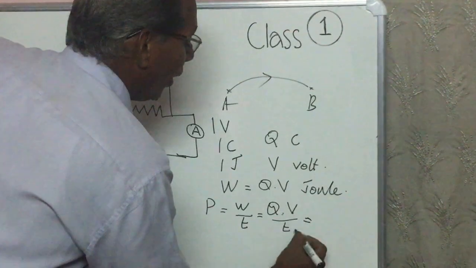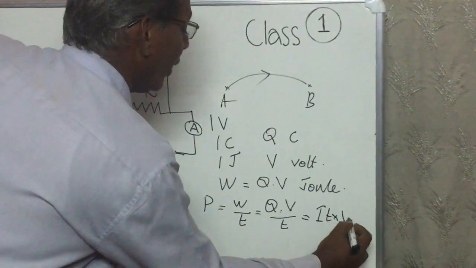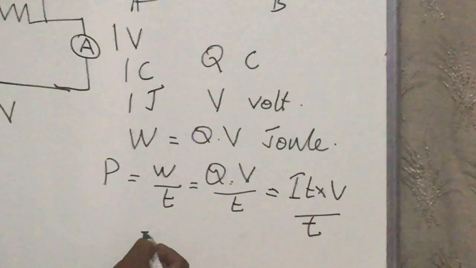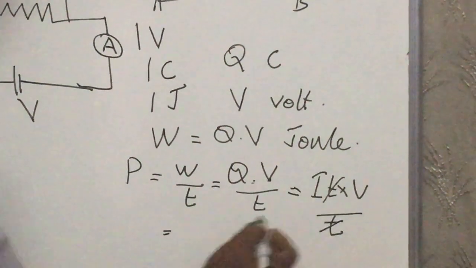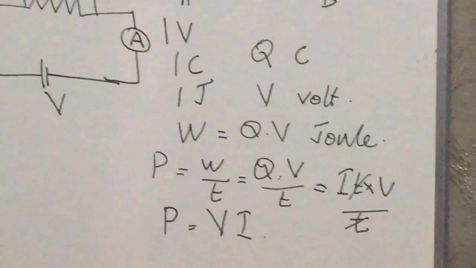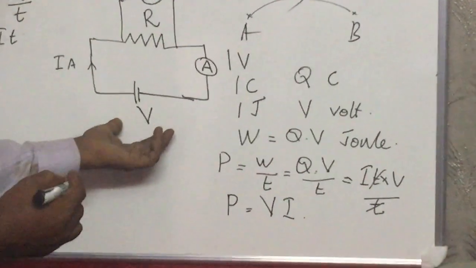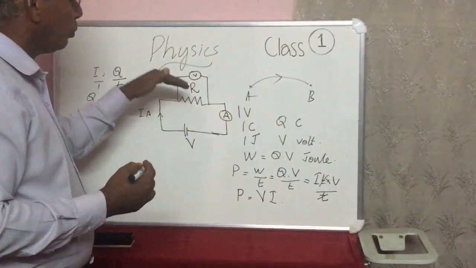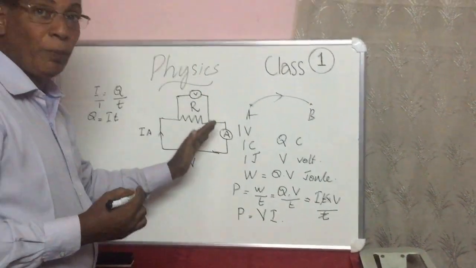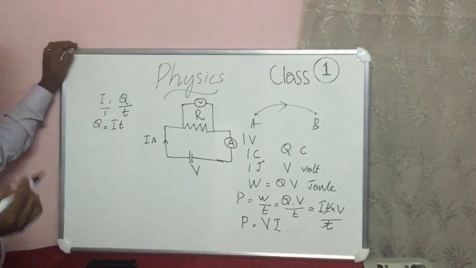So we can substitute that Q in this formula. We can write QV by T as IT into V by T, which is equal to VI or IV, the same. P is equal to VI. This power of the battery is responsible for moving this charge from one point to another, through the circuit or through the resistance, and producing energy.